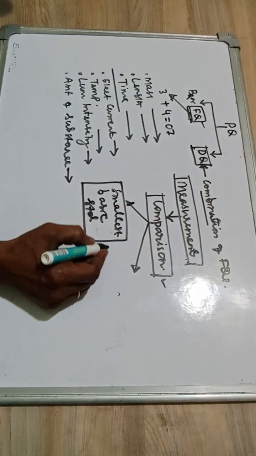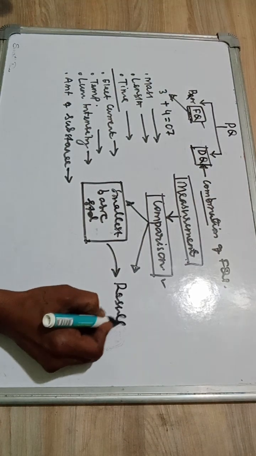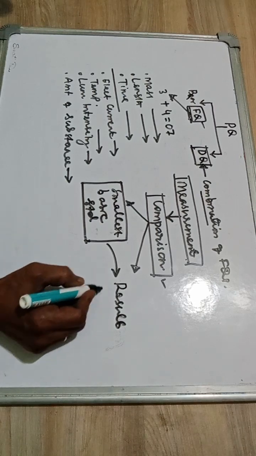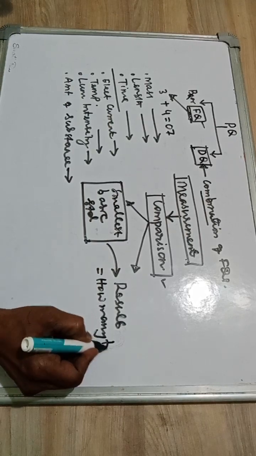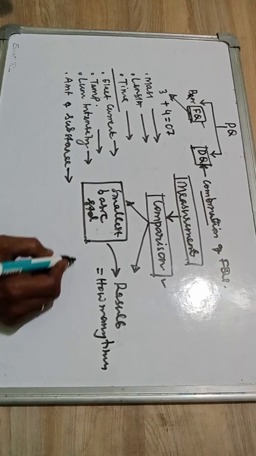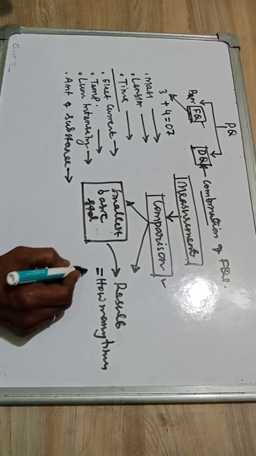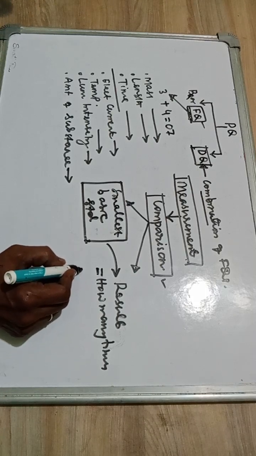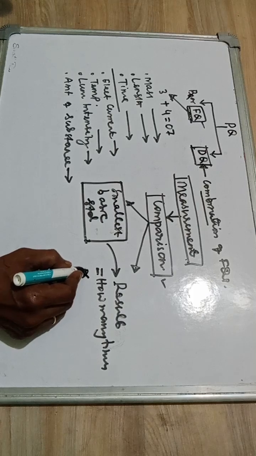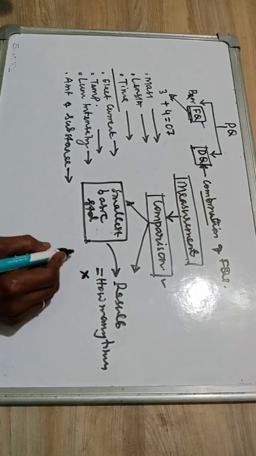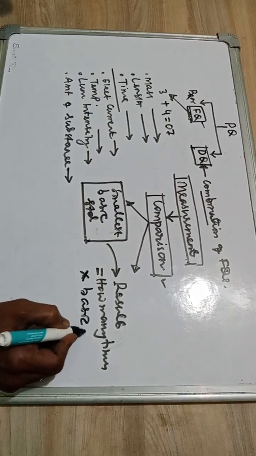Then the result is, or in measurement the final result is, how many times it is bigger or smaller, how many times bigger or smaller to that basic standard.